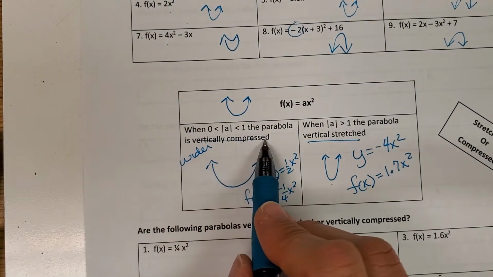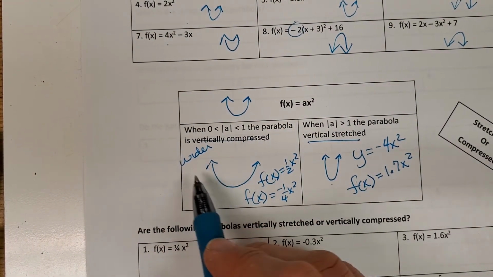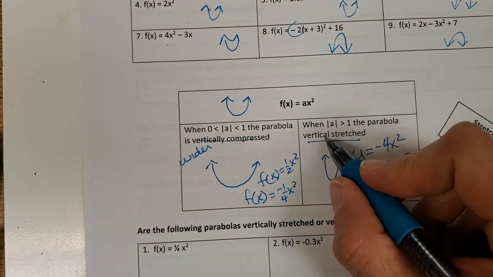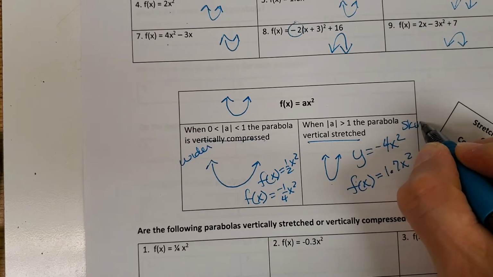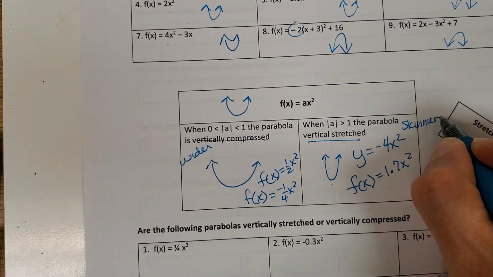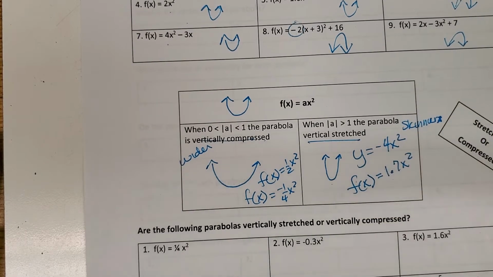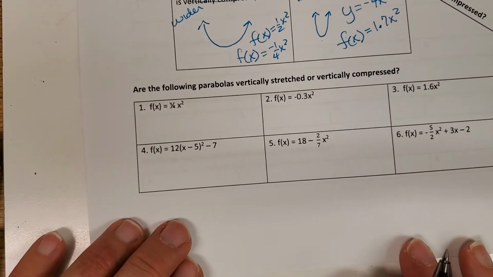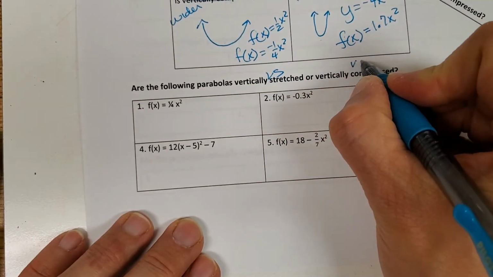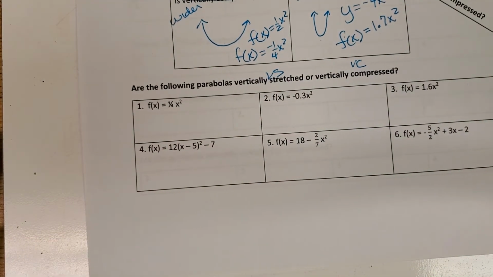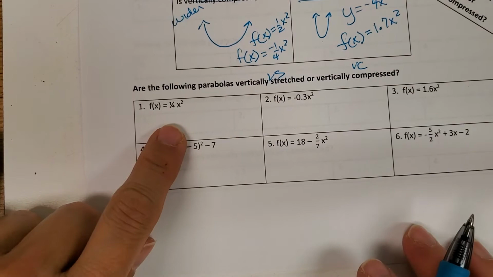But I want you to say vertically compressed. That's the mathematical term. This is kind of the layman's term. And then this would be skinnier. That's usually what I say. It looks a little skinnier, goes up faster on the sides. All right, so let's see. Are these vertically stretched or vertically compressed? If you want to, we'll say VS and VC. We'll use abbreviations. So we first find A.